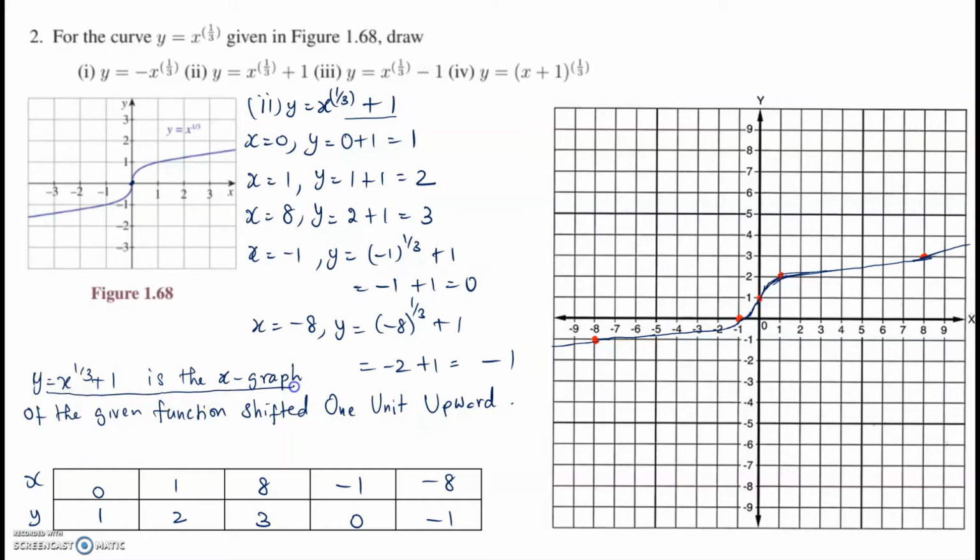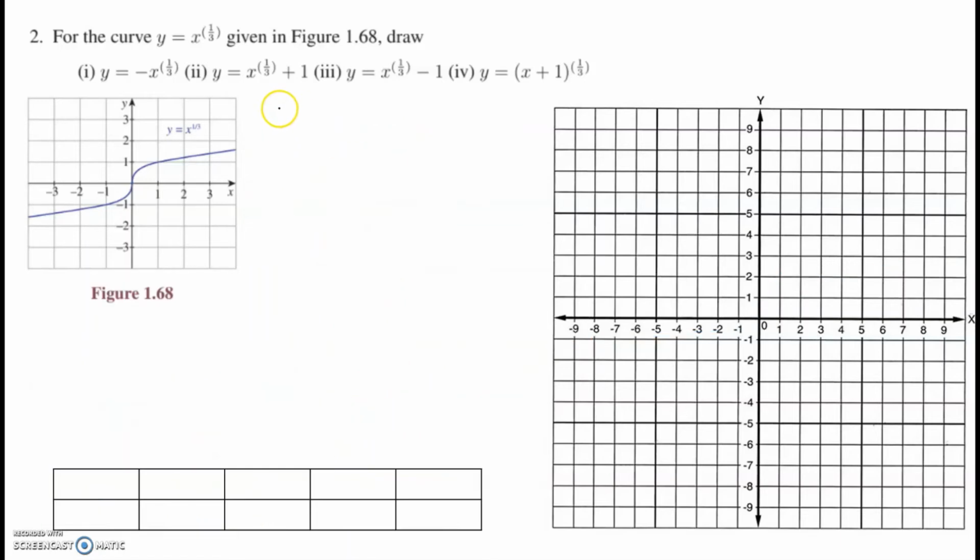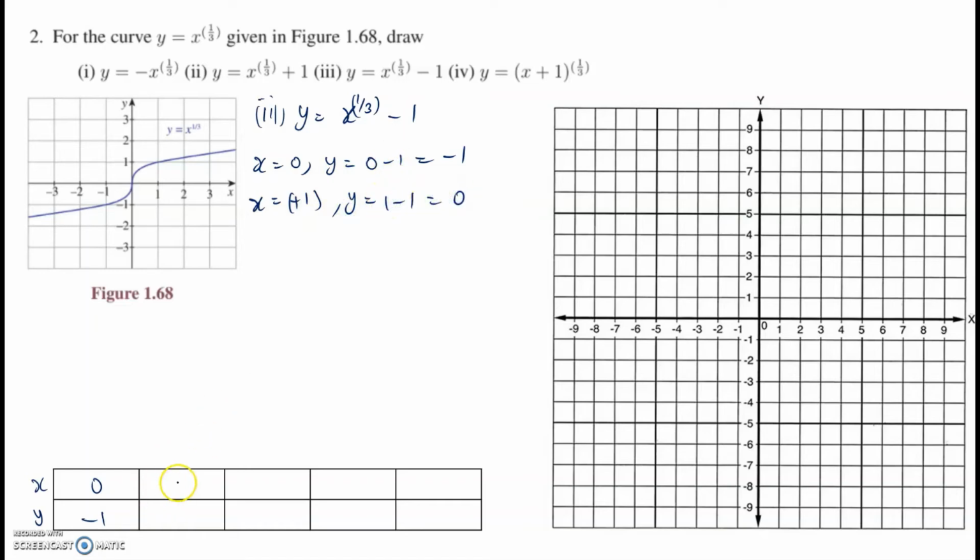So that's the conclusion. Let's consider the third function, which is y is equal to x to the power 1 by 3 minus 1. So let x is equal to 0, then y is equal to 0 minus 1, that's minus 1. So you have x and y, 0 and minus 1. Then when x is equal to 1, y is equal to 1 minus 1, that's 0. So x is 1, y is 0.